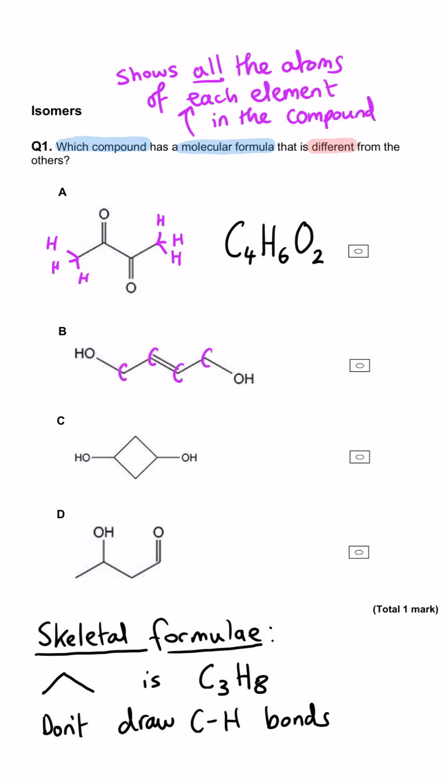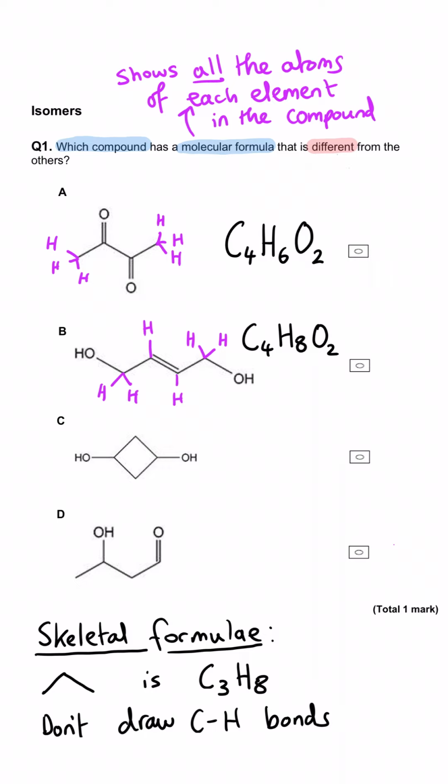And then in the second one, if we go hunting for the 4 carbon atoms, there's one here and here and here and here. So this is C4. There will be 2 hydrogen attached here, 1 here, 1 here, and 2 here. So that makes H6, but there's another H on both of the OH groups. So this is C4H8O2. So we've immediately hit on 2 different molecular formulae, so all we need to do is find one more that matches one of these first 2.